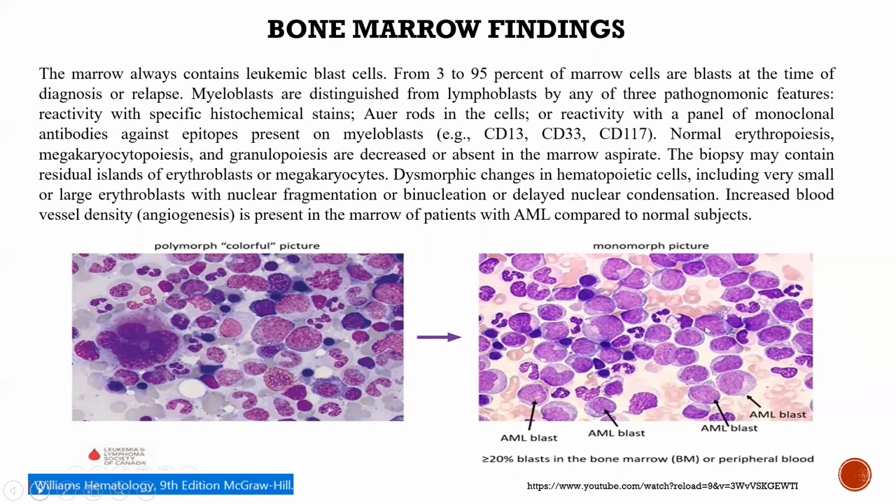Normal erythropoiesis, megakaryocytopoiesis, and granulopoiesis are decreased or absent in the marrow aspirate. The biopsy may contain residual islands of erythroblasts or megakaryocytes. Dysmorphic changes in hematopoietic cells include very small or large erythroblasts with nuclear fragmentation or binucleation, or delayed nuclear maturation. Increased blood vessel density, or increased angiogenesis, is present in the marrow of patients with acute myeloid leukemia compared to normal subjects.